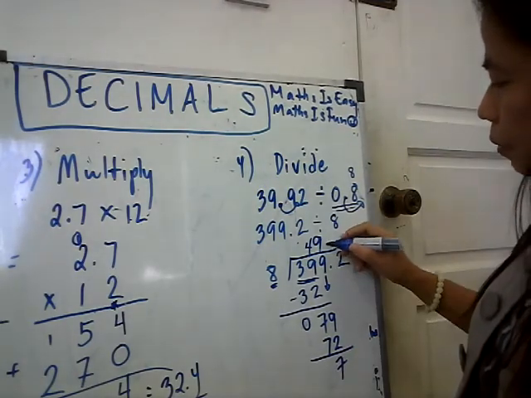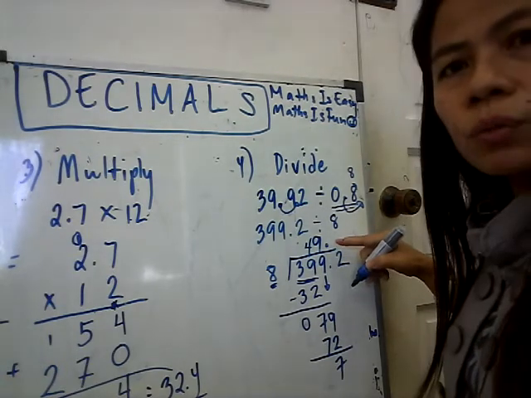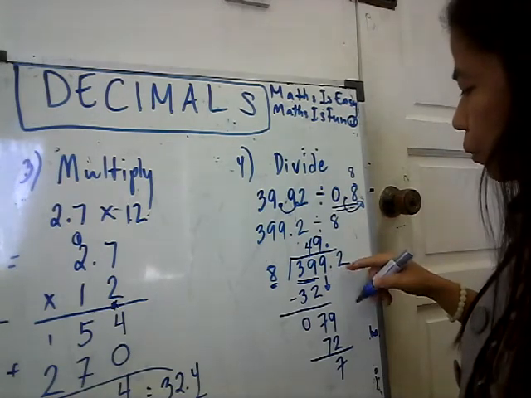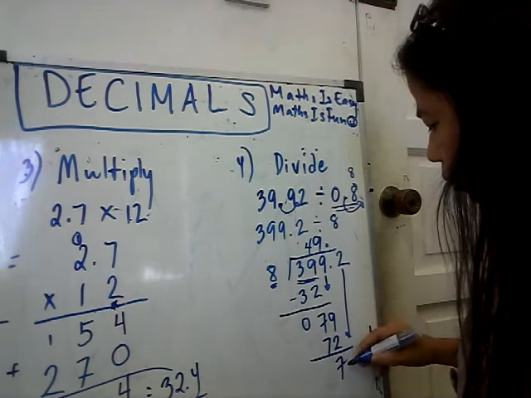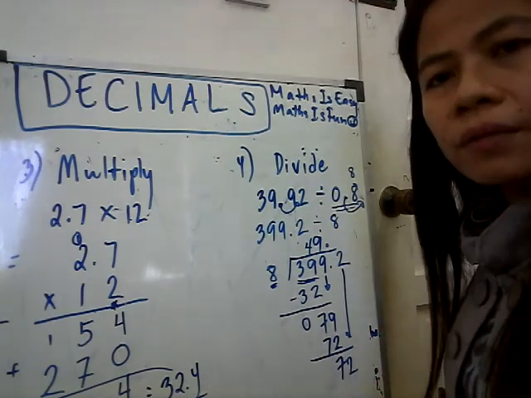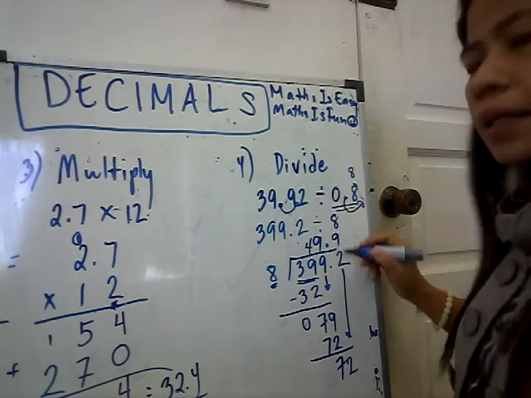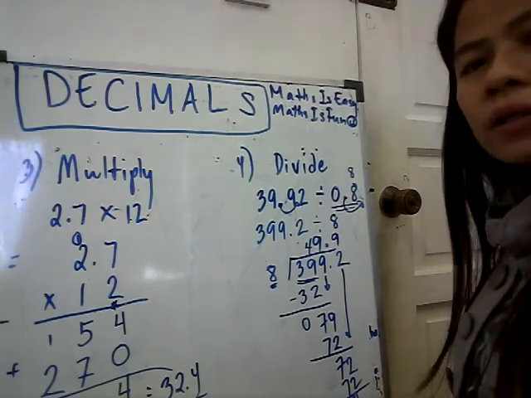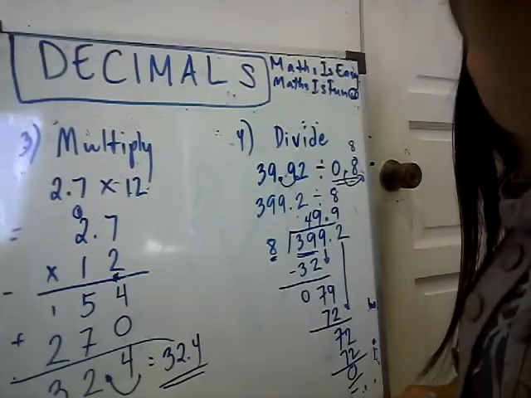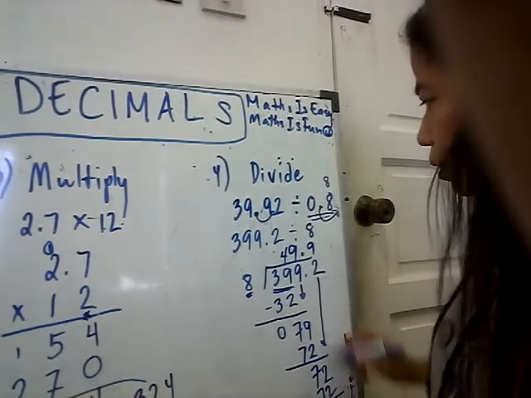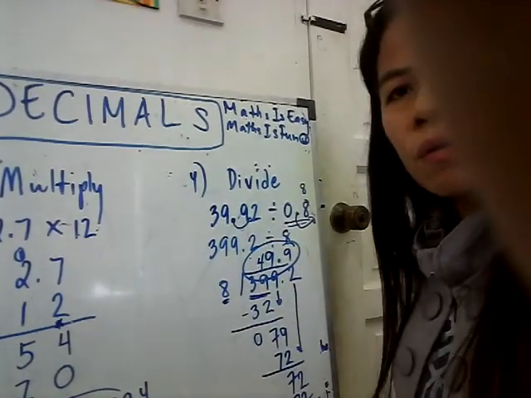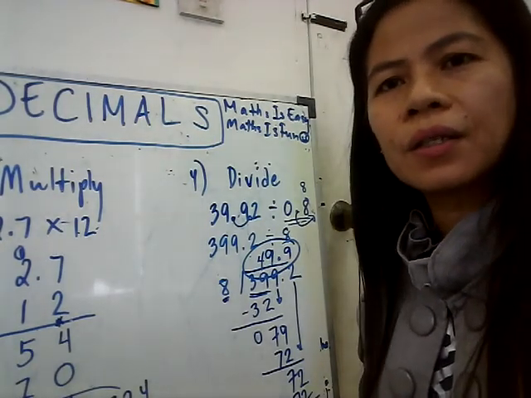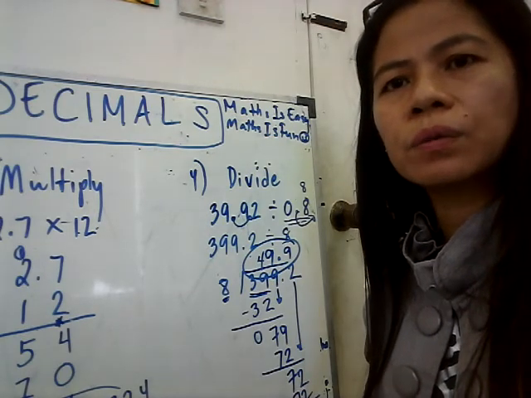Then there's a decimal here. We need to put the decimal point before we bring down the 2. So bring down the 2 so that it becomes 72 divided by 8, which is 9. 9 times 8 is 72. If our number here is already 0, then we are done with our division. So our final answer will be 49.9.